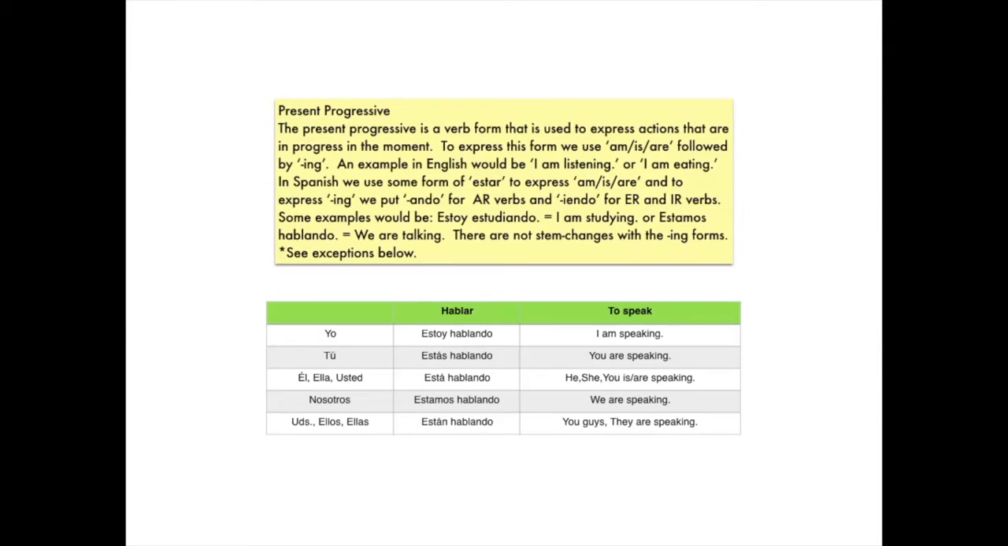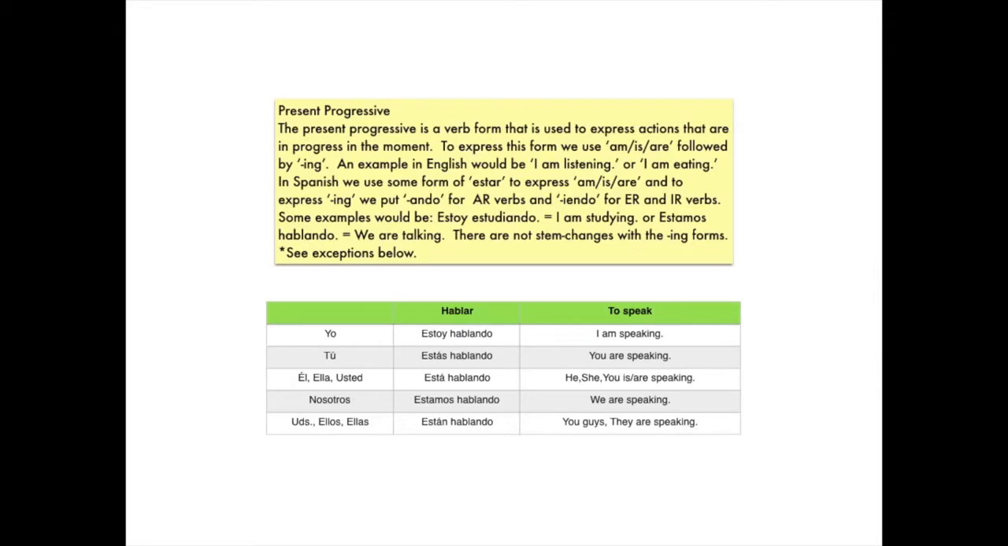Okay, let's take a look at some examples. Estoy estudiando. So I am studying. Or estamos hablando. So we are talking. So the general rule is that there are not any stem changes with ing forms. There are some exceptions, we'll talk about those. But before we look at the exceptions, let's take a look at the verb hablar in the table here.